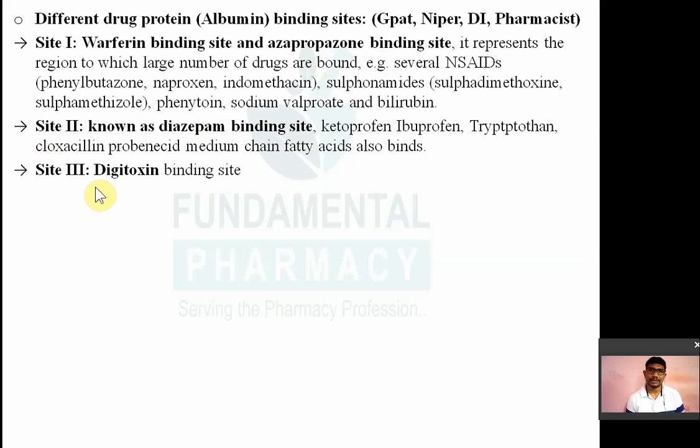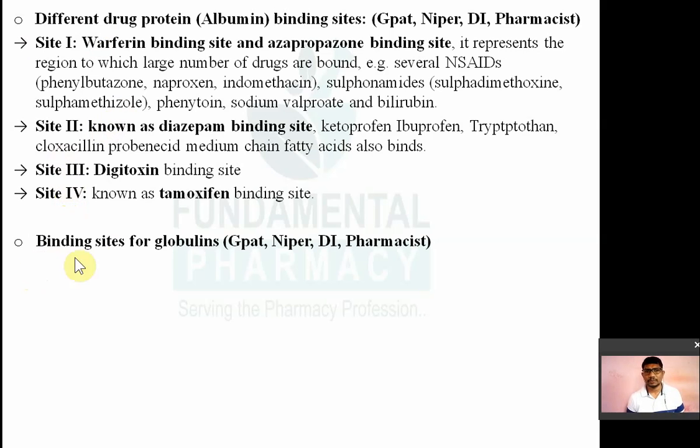Now site third is known as the digoxin binding site. So at site 3, digoxin will bind, and this was also a question asked in various exams. Now site 4 is known as the tamoxifen binding site. Okay, so you have to remember what is site first, site second, site 3, site 4. They can ask you a direct question or a match the following type of question. They will give you different sites for albumin binding in one column, and in the other column they can give you the examples or their synonyms.